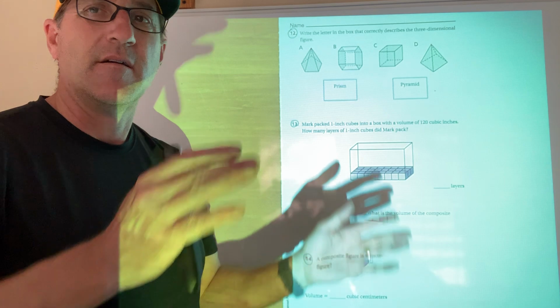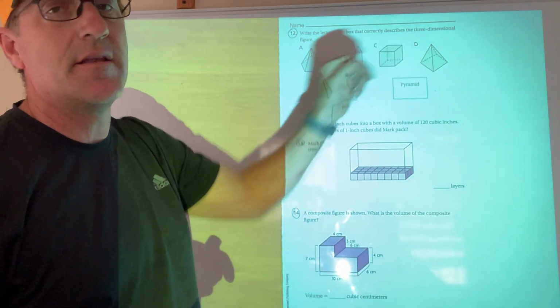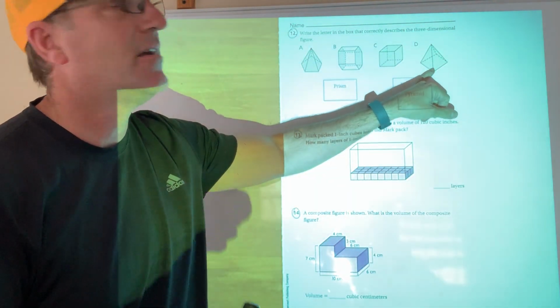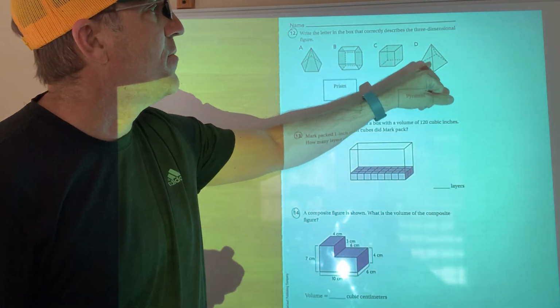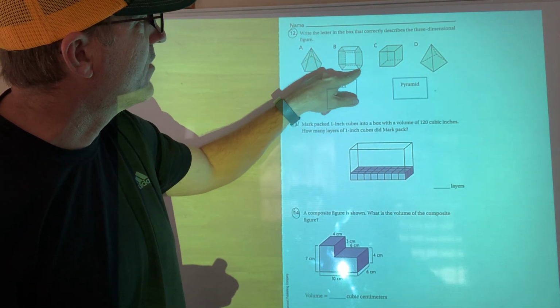Easy peasy. Rectangular faces are always on prisms, and triangular faces are always on pyramids, all right? Pyramids have some other kind of polygon base. They might have a triangle base, but these don't. They have these triangular faces where these have rectangular faces. See, rectangle, rectangle, rectangle, rectangle.